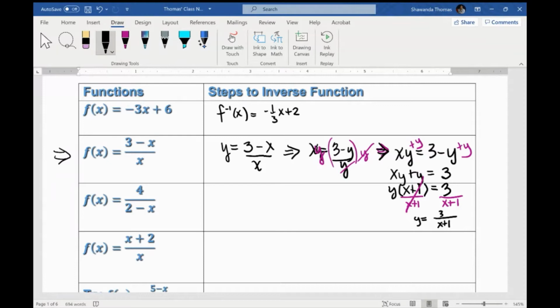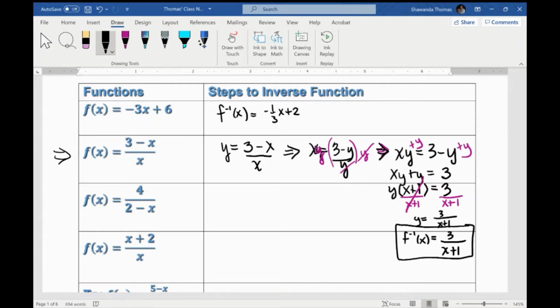Last step, we finally got y by itself, but we need to change the notation to what? What's the notation? F negative 1 of x. Yep. It looks like an f and equals 3 over x plus 1, with a little superscript negative 1. That stands for what again? The inverse function. Yes. So that's the inverse function. All right. Any questions about that one?